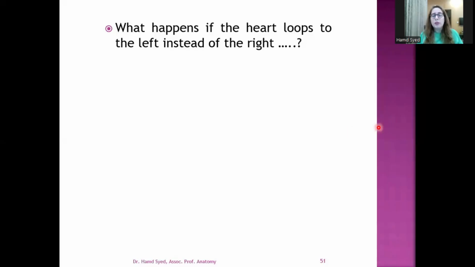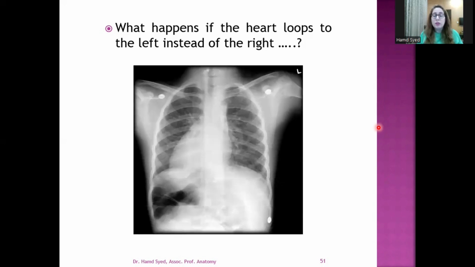Now, what happens if the heart tube doesn't loop to the right, but instead it loops to the left? Well, this will result in the heart being misplaced. Instead of being on the left, it is going to be towards the right. The apex, you can see, will be pointing towards the right. This condition is known as dextrocardia. So this is a congenital variation, an anomaly, but mostly it will be asymptomatic, and a very small percentage of the population have dextrocardia.